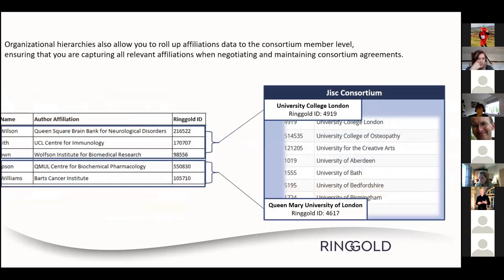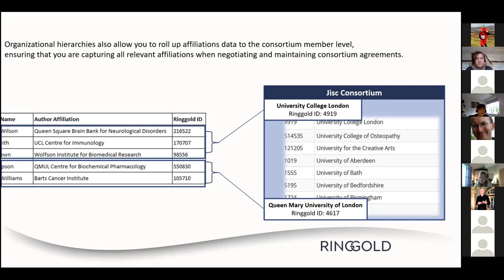And then finally, relationships with consortia. Because if we look at those five authors that I mentioned before from these different institutes, they will roll up to those organisations, so University College London or Queen Mary University of London, but they're all JISC members. So if you've negotiated an agreement with JISC, then those authors would be relevant to that agreement.